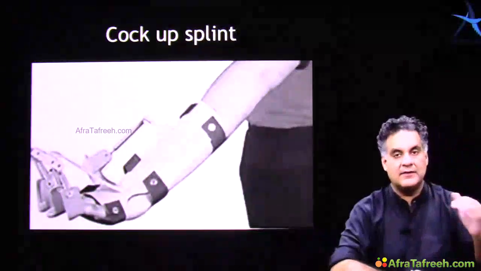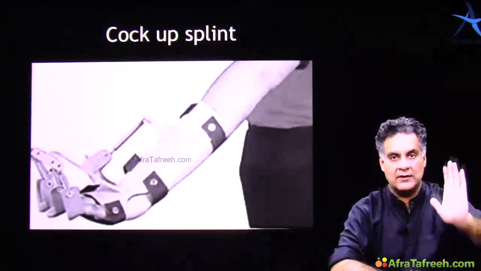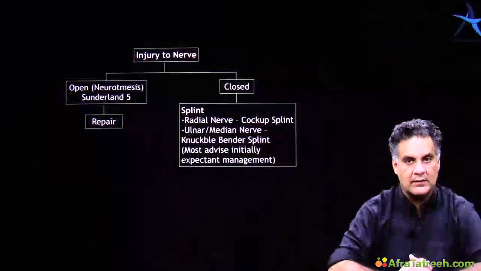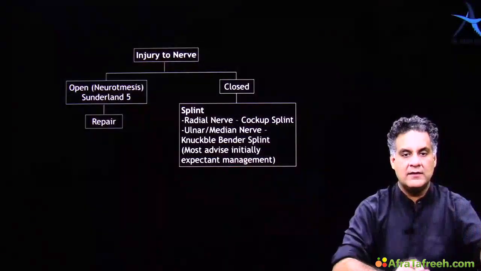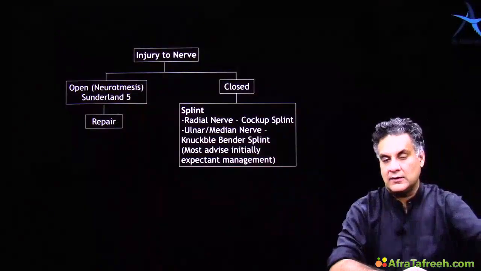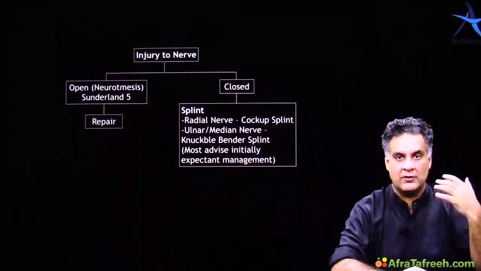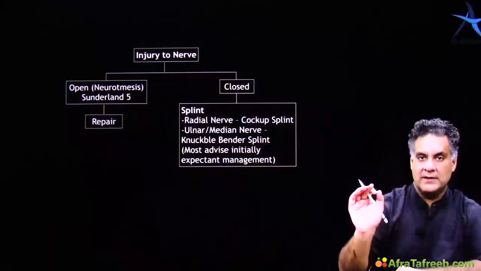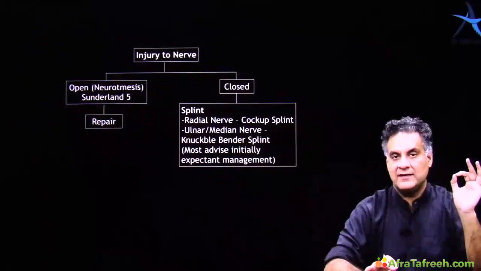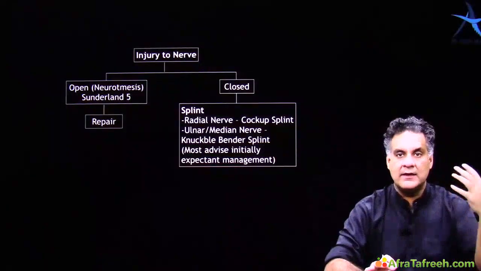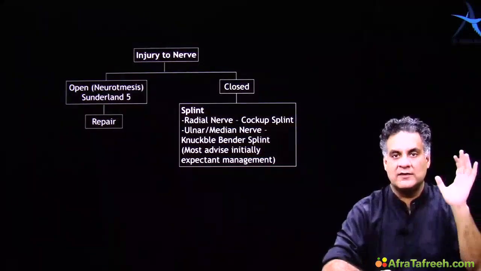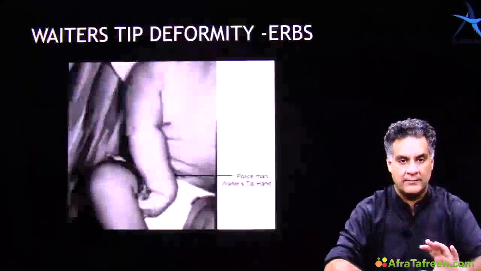For radial nerve palsy wrist drop, we have something called a cock-up splint, which was asked in AIIMS November 2019. So remember, when you have an injury to a nerve, if it's a closed nerve injury, you apply a splint like a cock-up splint for radial nerve or knuckle bender for claw hand. And when it's an open injury, you operate, open, operate. That's a rule. Neuropraxias, 100% recovery. Radial nerve, the most commonly damaged nerve, has the best prognosis amongst all the nerves for recovery.